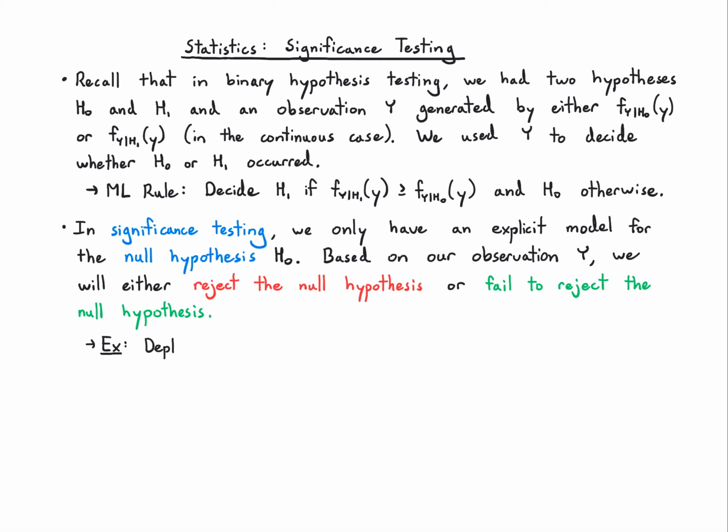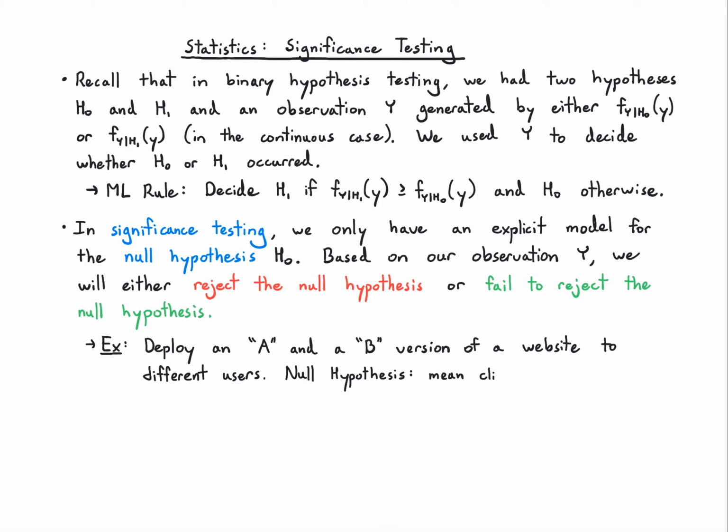Let's say you're trying to design a good website and you deploy an A version to certain users and a B version to other users. Maybe that involves differences in colors, button shapes, whatever you like. What you do is you measure the click-through rate, so how often people click into your website, based on which website they're seeing, the A version or the B version. Your null hypothesis is that it doesn't matter, meaning that the average or mean click-through rate will be the same for the A version and for the B version. You'll often hear this idea called A/B testing.